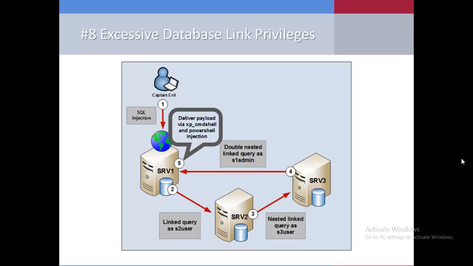But when I get to server 3, I see there is one more link back to server 1, and this is configured with sysadmin. So now I can leverage that link and then execute xp_cmdshell. And what we see attackers doing, and what we've written into some of our scripts, is PowerShell injection. So on the command line, you can leverage PowerShell to inject code into a process and basically get reverse shells or run whatever commands you want on the operating system.